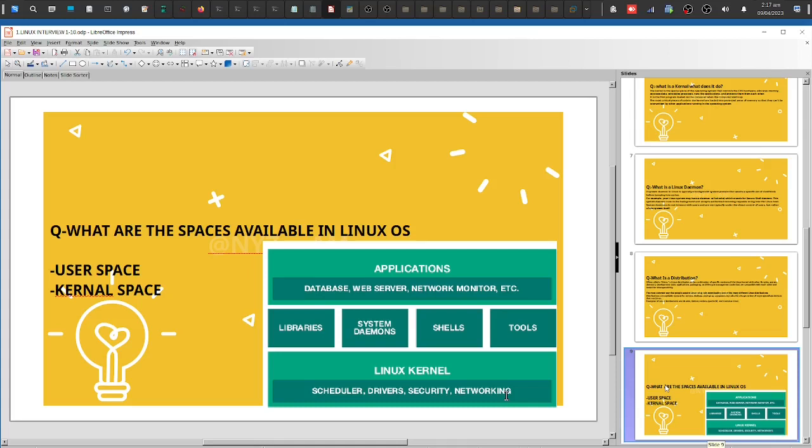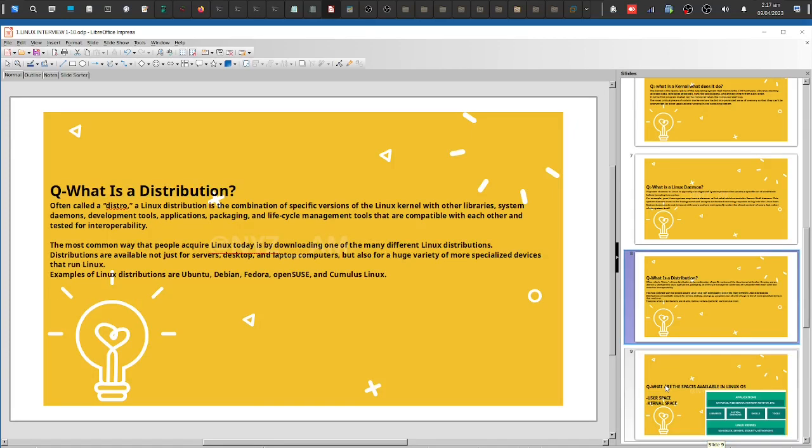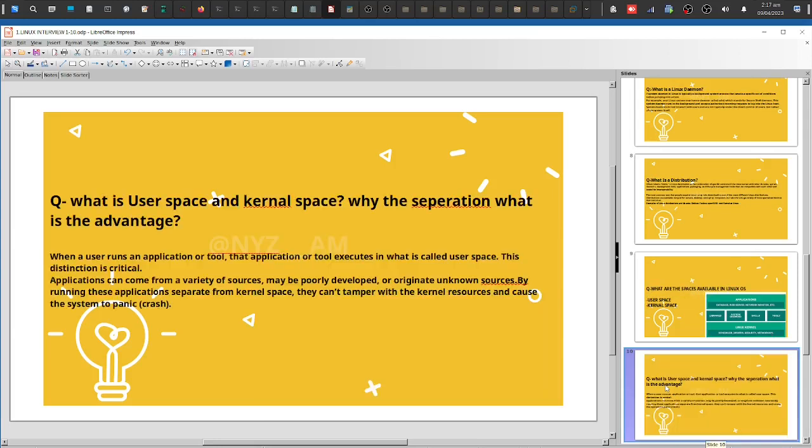That means the available space is segregated, or isolated, into two parts: user space and kernel space. This is something you need to remember when you are going for high-level interviews. So, the next thing.